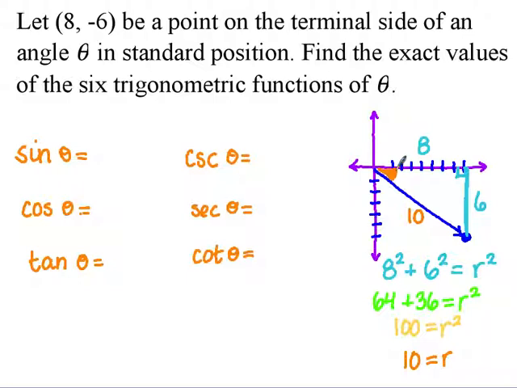If this is my angle, what side is 8? Adjacent. What side is 6? What side is 10? Hypotenuse. So using that, what is sine? 6 over 10, but you know I won't accept that. What will I accept? 3 over 5. So then therefore, what's cosecant? 5/3. Okay? Cosine.